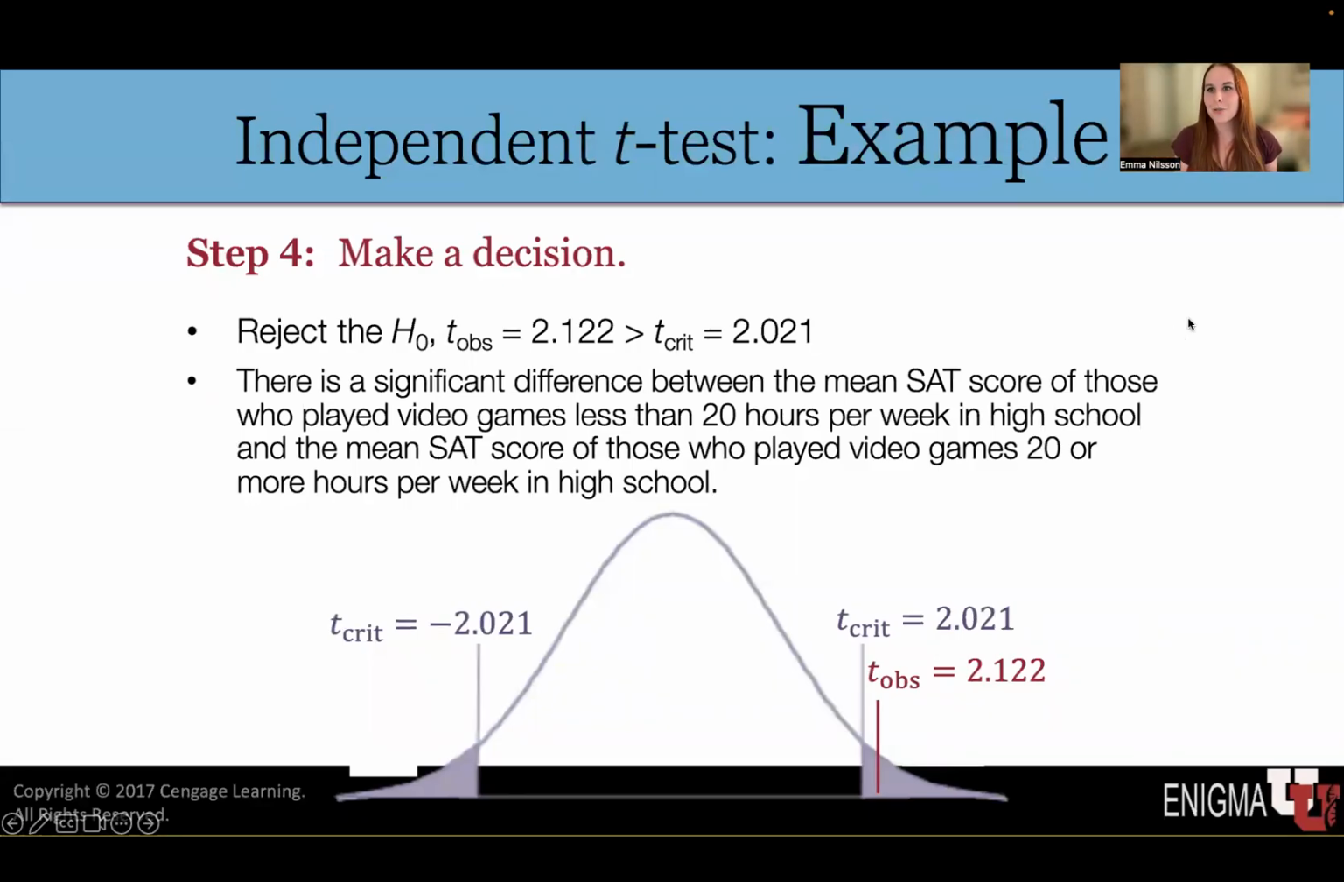Welcome back to our lecture series on statistics for ENIGMA-U. This is part 2 of lecture 8, where we were just talking about independent t-tests, what they are, when to use them, how to use them, and how to calculate the t-values that will give us the results.